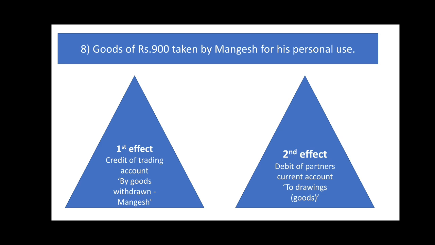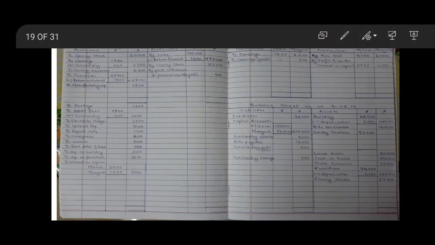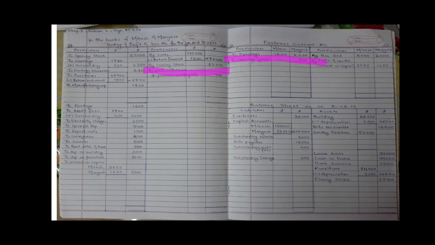Okay, next is goods of rupees 900 taken by Mangesh for his personal use. As you better know, if the partner takes something out of the business, it is nothing but drawing, and drawing goes to the credit of trading account, and second effect to the partner's current account debit side. So Mangesh has taken 900. Where will you show this? You will show it to credit of trading account by goods withdrawn by Mangesh rupees 900, and to the debit of partner's current account to drawings in the column of Mangesh 900 rupees.